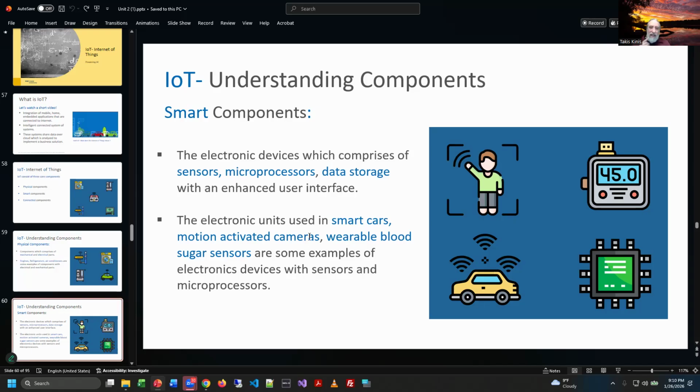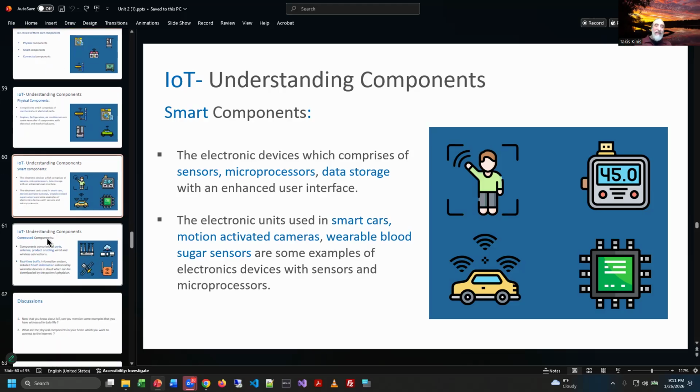And notice that they start talking about the things that it enables, like smart cars and motion activated cameras and blood sugar sensors and things. Heck, even our smartwatches might fit into that category, I think.